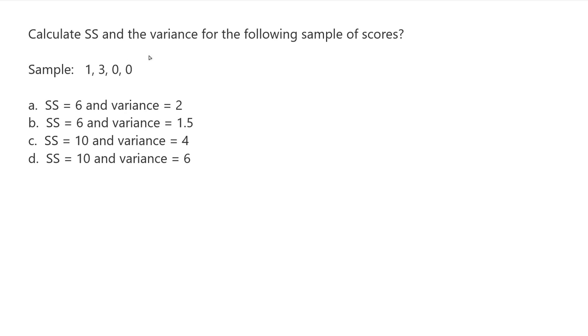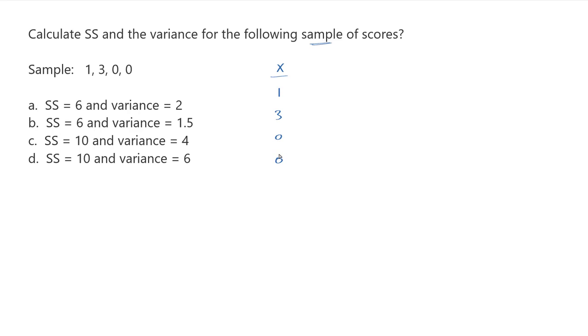Calculate the sum of squared deviations and the variance for the following sample of scores. So my sample is 1, 3, 0, and 0. Now it's always important that whenever you have zeros in a set of data, you include the zeros.